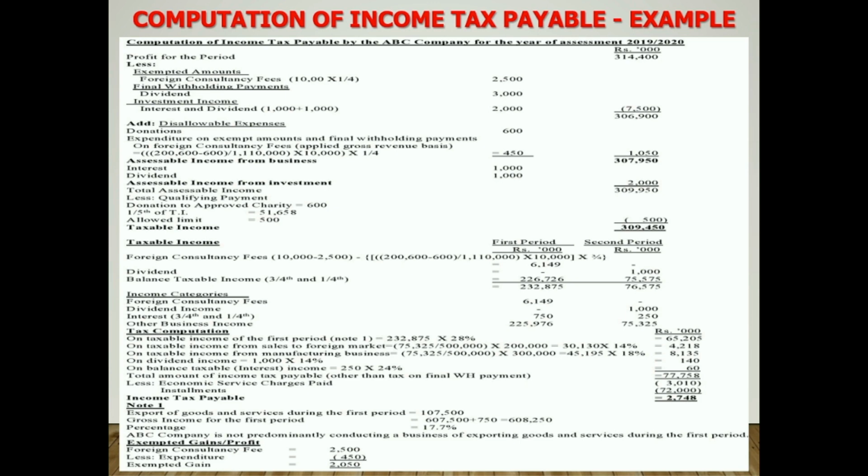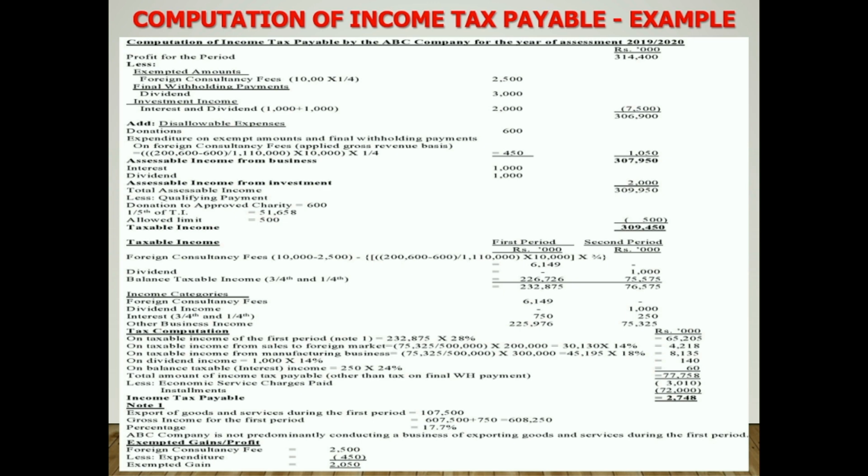Ultimately, balance income is taxable at the rate of 24%, that is representing the interest income of the second period. Accordingly, gross tax liability of the company for this year of assessment is rupees 77,758,000, and from that amount we have to deduct available tax credit. They have tax credit in the form of EAC rupees 3,010,000.